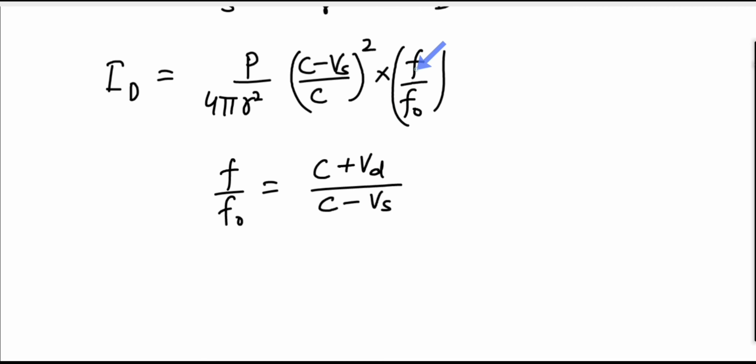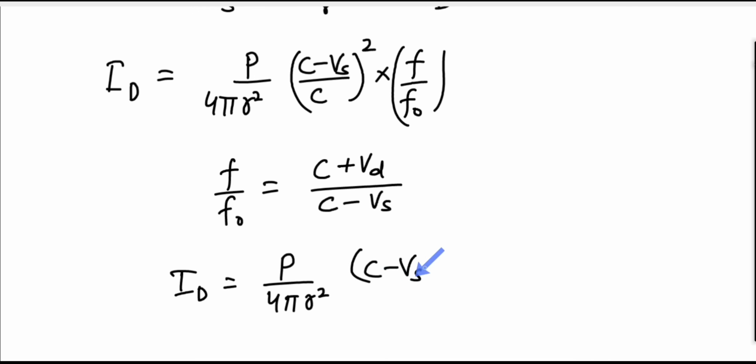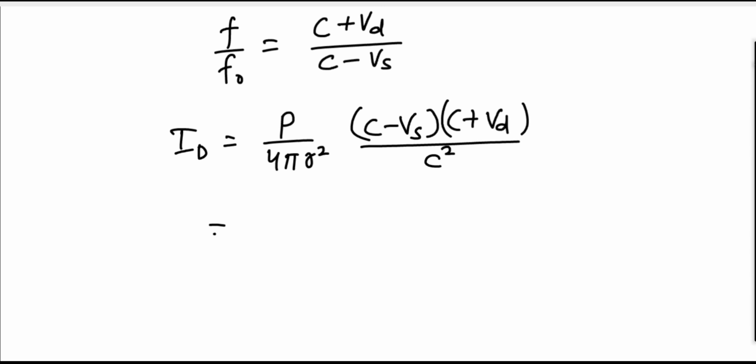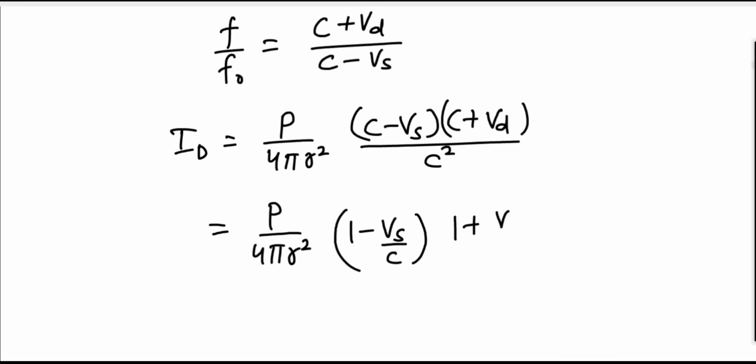And if we substitute this value, c minus vs will cancel out and we'll get only one power from here. So Id will become p by 4 pi r square, (c minus vs) into (c plus vd) by c square, and that can be written as p by 4 pi r square (1 minus vs by c) into (1 plus vd by c). So this is the result we are getting.